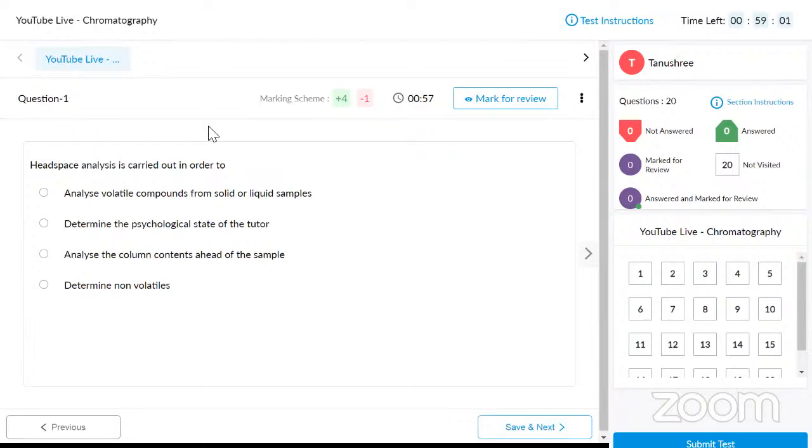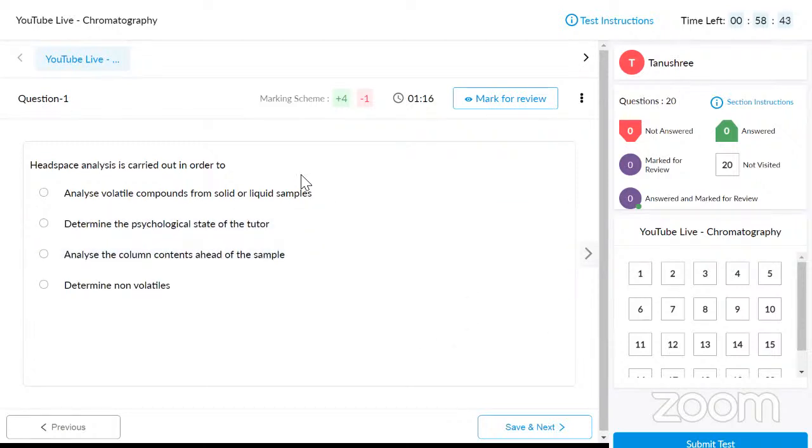Option B, determine the psychological state of the tutor. Option C is analyze the column contents ahead of the sample. And option D is to determine non-volatiles. Just a second, I'll put my laser on.